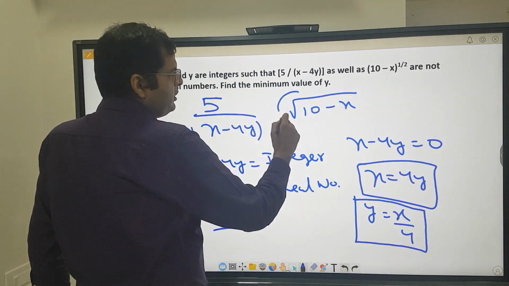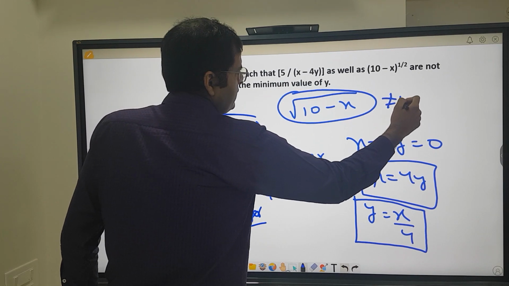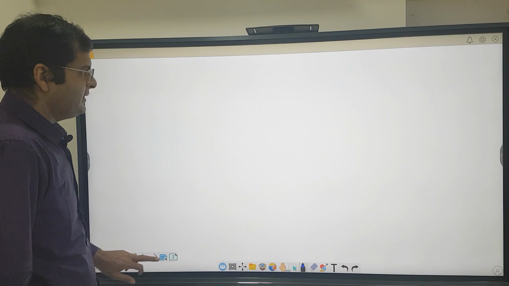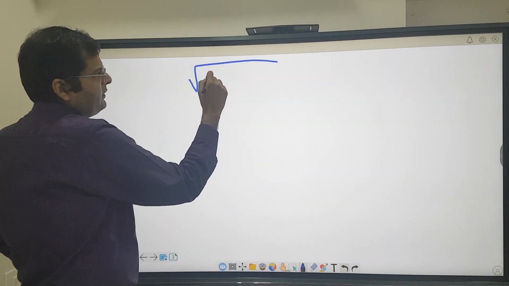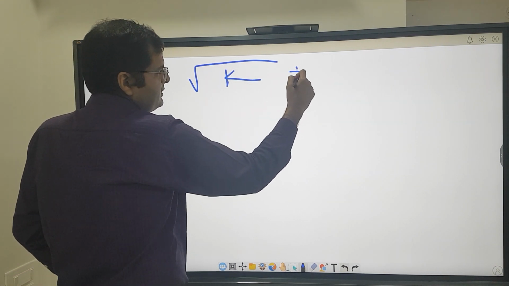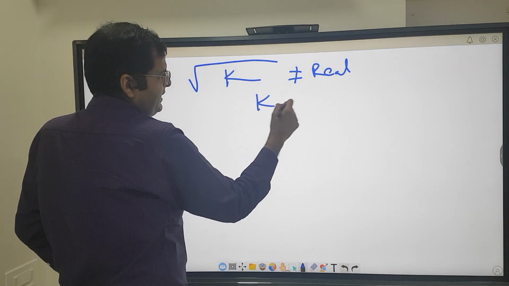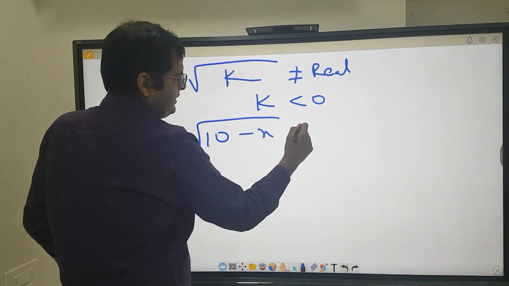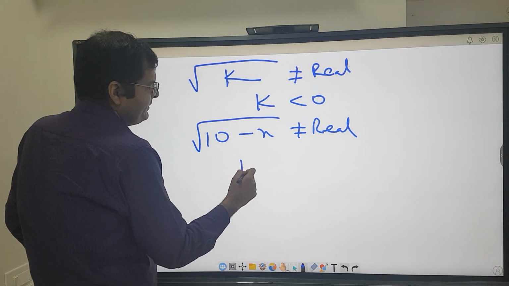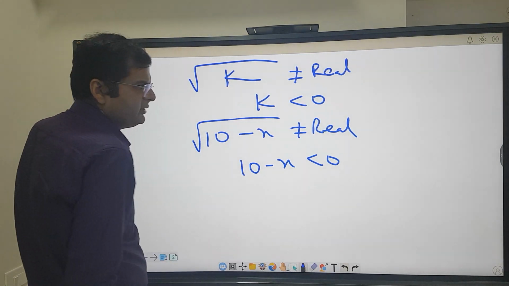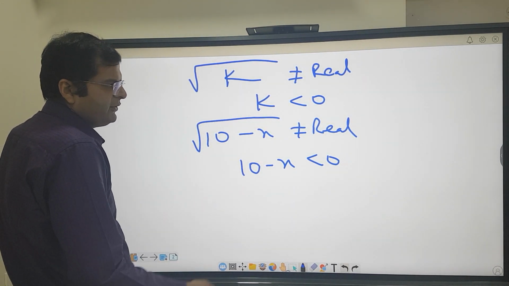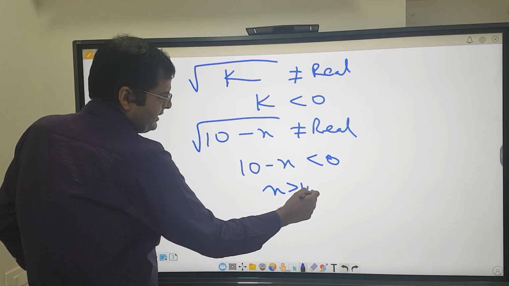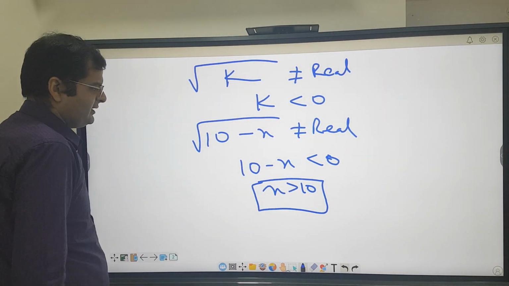Also I know square root of 10 minus x is also not a real number. What that means is that if the square root of any number k is not real, that means k is negative. So by that logic, 10 minus x is less than 0. You are taking the square root of a negative number, which will not give you a real number. So from here we can conclude x is greater than 10.